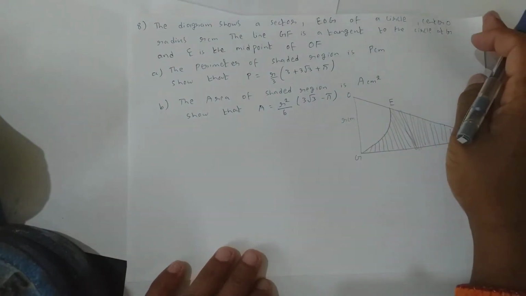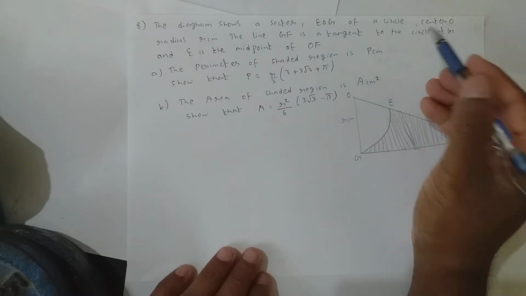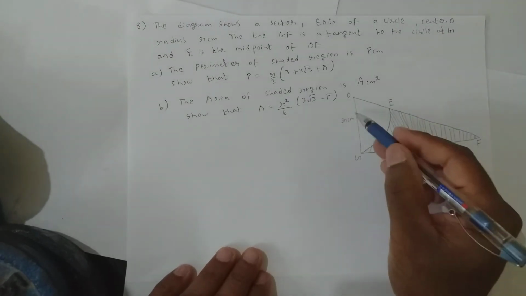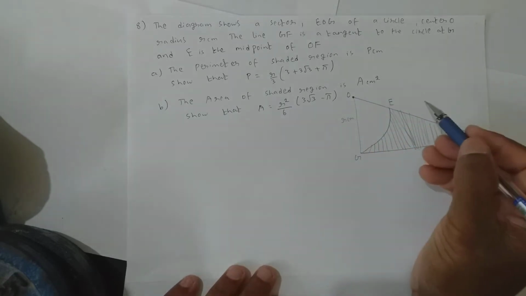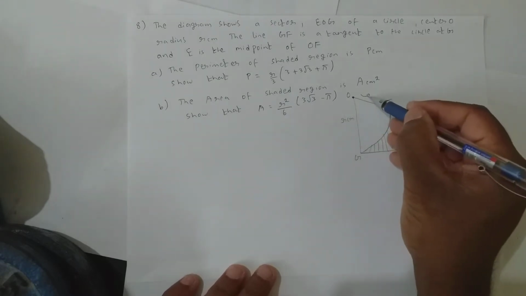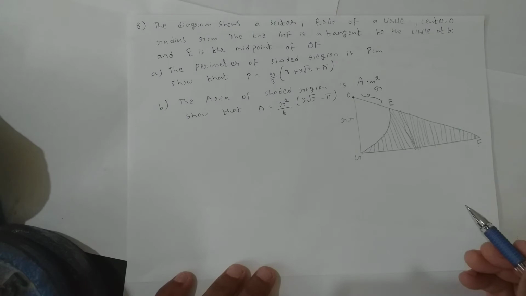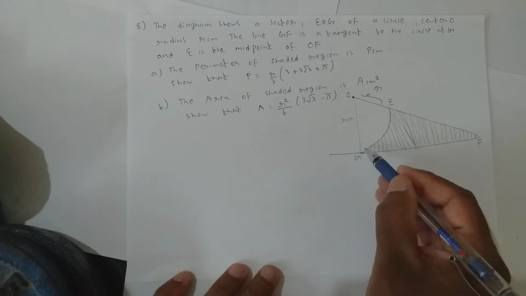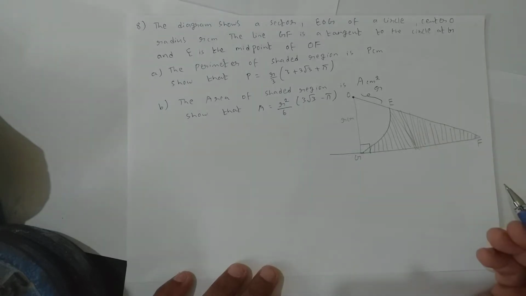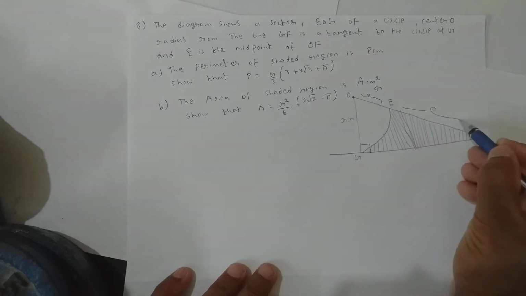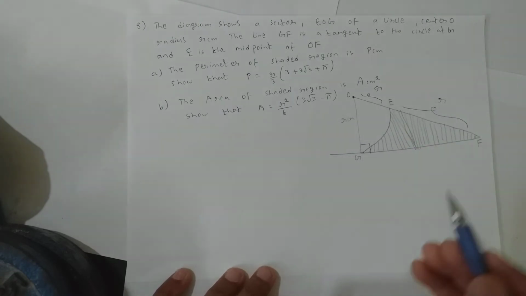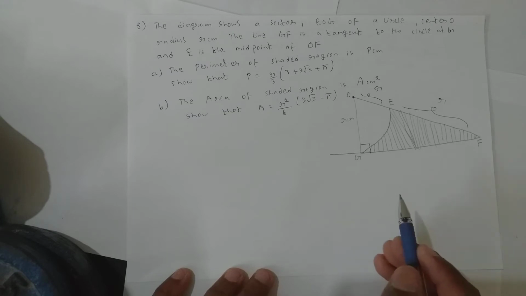The diagram shows a sector EOG of a circle with center O. Here is the center, and radius r centimeter means this is r, and this is also radius, that is also r. The line GF is a tangent to the circle at G. It's a tangent, so the angle between tangent and radius will be 90. And E is the midpoint of OF. For OF, E is the midpoint means if this is r, this should also be r because E is the midpoint. I am just reading the question so far.